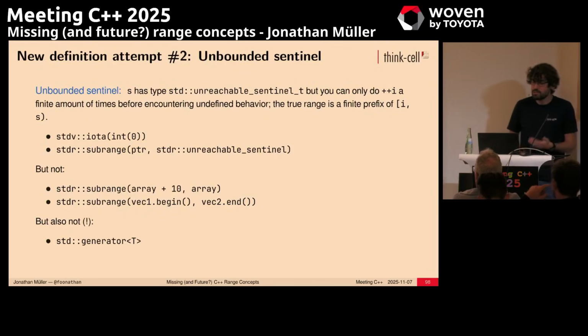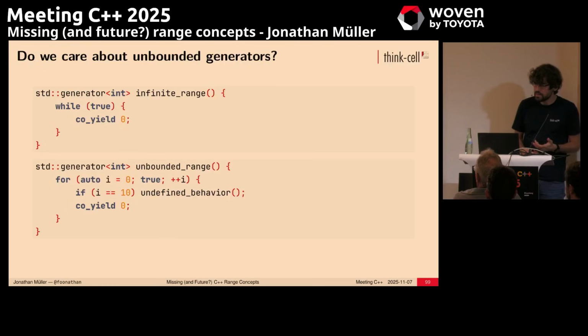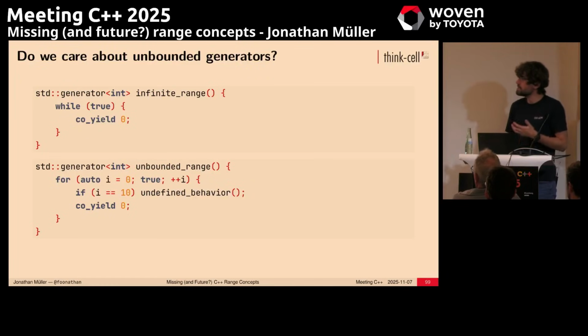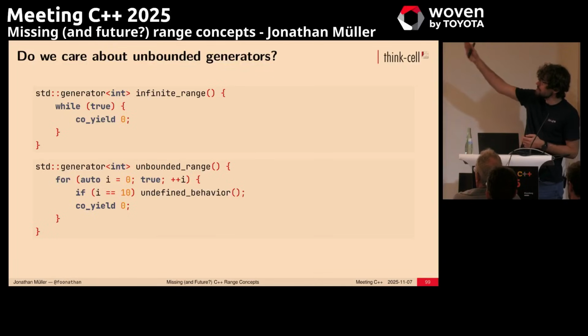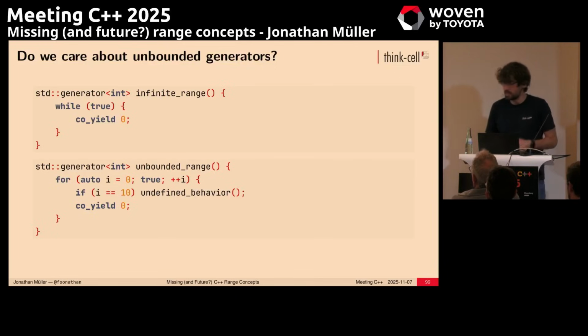But this one also doesn't allow the generator, because the generator doesn't use an unreachable sentinel. But do we care? Should the concepts and the standard library be able to differentiate between a std::generator that is truly infinite and a std::generator that will have undefined behavior if you go past enough? So this is an open problem that we in the committee need to figure out.